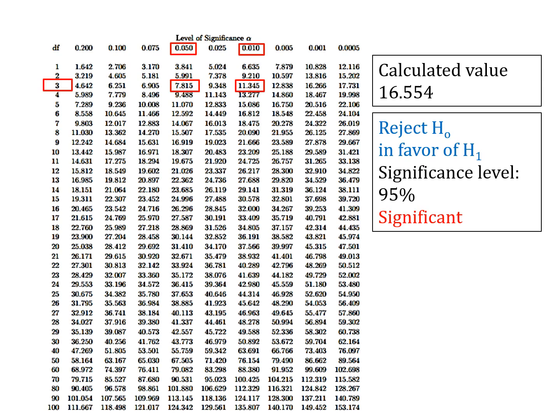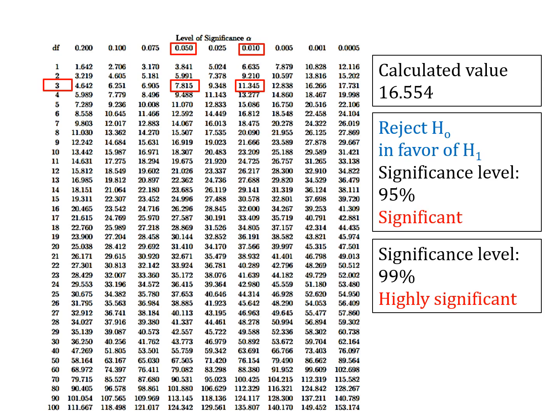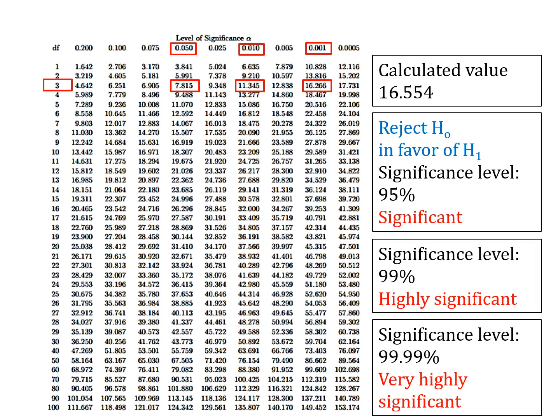Next level is 0.01. 11.345 is the table value. Again we see that our result is highly significant because the calculated value is greater than the table value. And then we see the next level, which is 0.001, and here we see 16.266, and this value, although it is very close to 16.554, is still less than 16.554. So this again emphasizes that you have to take the maximum number of digits after the decimal point that you can, so that you can have an accurate result. So 16.554 is greater than 16.266, so we are going to say that our result is very highly significant.